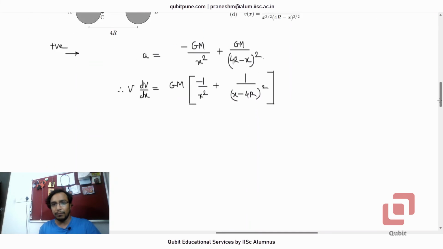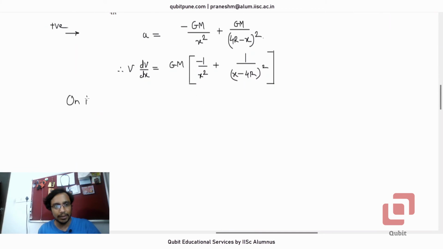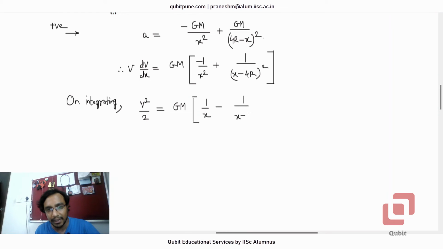Now we will integrate this. On integrating, well, it is actually a variable separable differential equation, so if we integrate it, we're going to get v squared by 2 equal to GM (1 upon x minus 1 upon (x minus 4r)). Well, we have used only one simple formula, that is, the integral of 1 upon x squared with respect to x is negative 1 upon x.